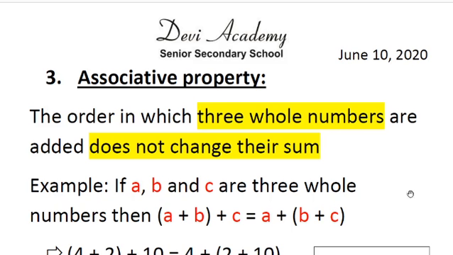So let us learn the third property, that is associative property. Associative property is nothing but the order in which three whole numbers are added does not change their sum. So when you think of associative property, we will be using three whole numbers. Adding all the three numbers does not change their sum.